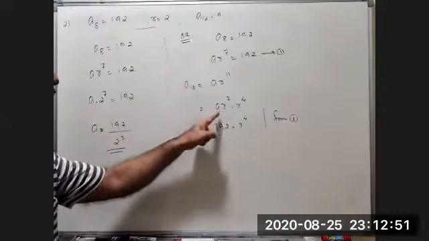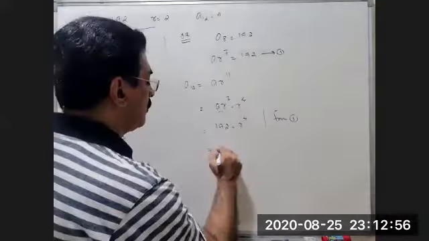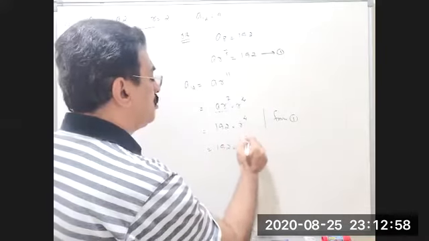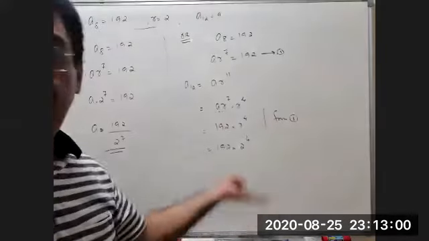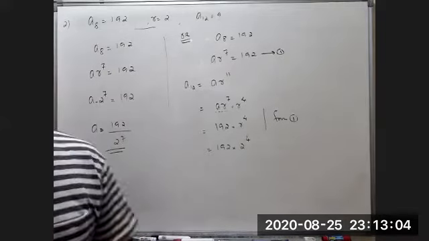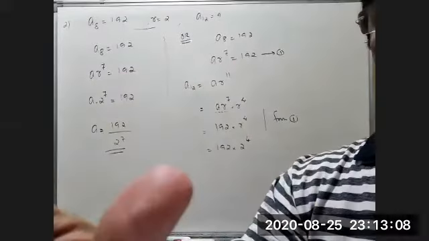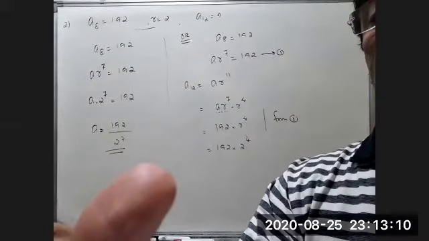From equation number 1, the value of A r raised to 7 is 192. This is 192 into 2 raised to 4. Same thing, same answer. So, do it this way also. Again 3072.